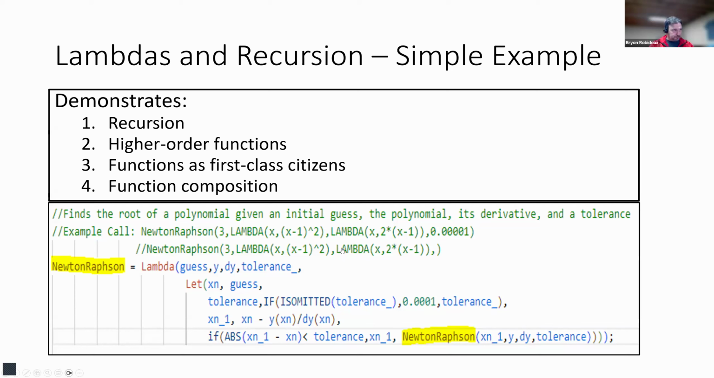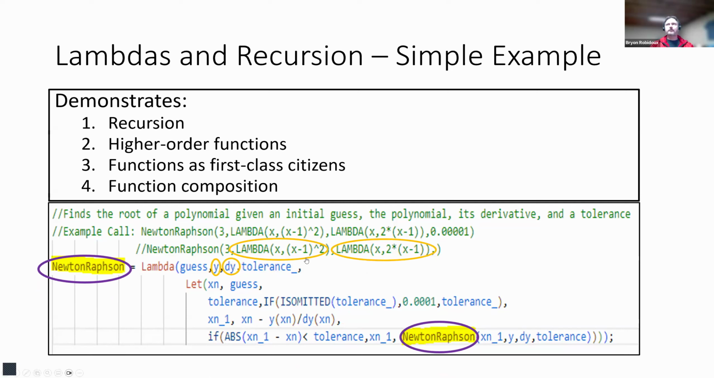So if we look here, we can see this as a recursive function because we can see that the Newton-Raphson is calling a Newton-Raphson. It's calling itself. So there's where the recursion comes from. The higher order function is the function that's being called.